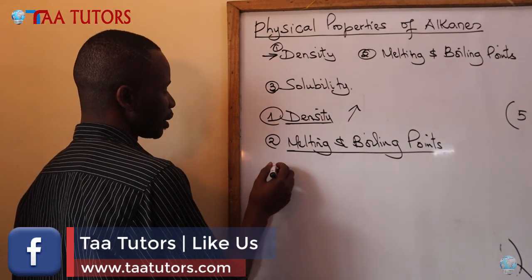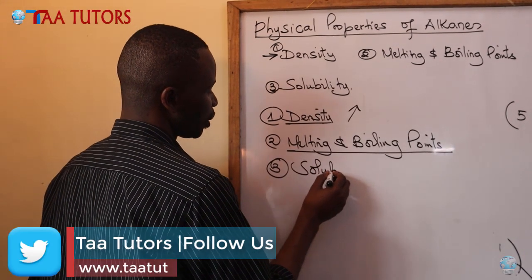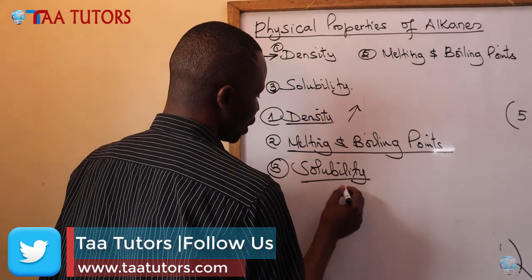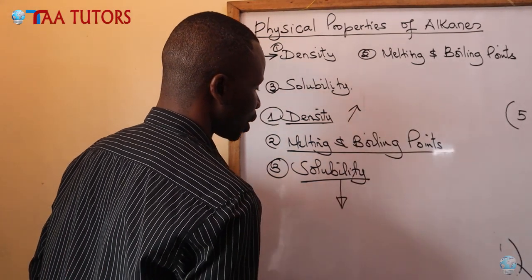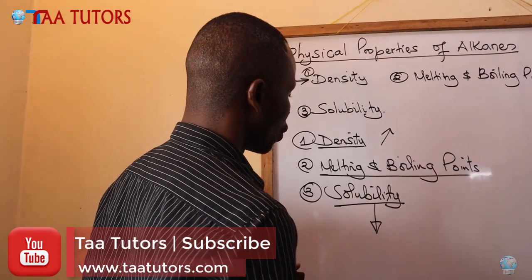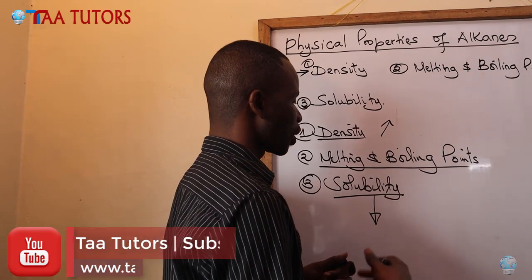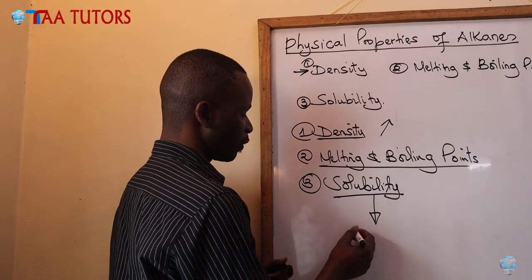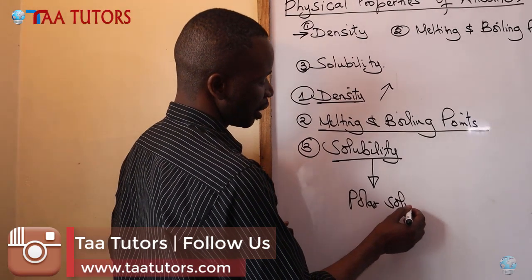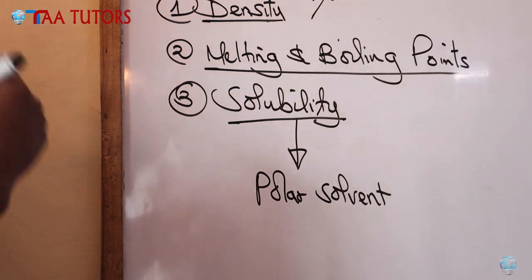Now the third one is solubility. Like we have said before, and I mentioned this in covalent bonds, covalent substances do not dissolve in water because these substances are not ionic. Water is a polar solvent, it can only dissolve a polar solute. But these alkanes are not polar solutes.